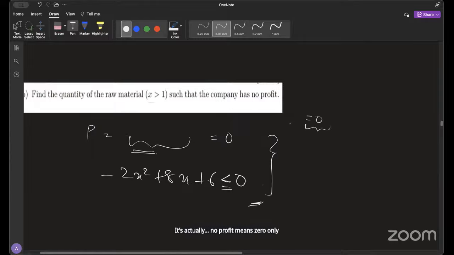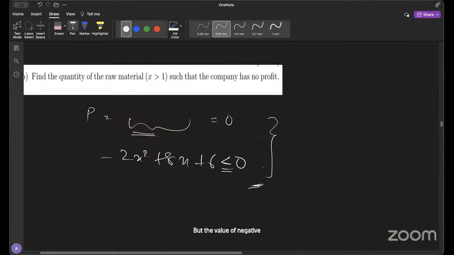In general, if you've not been asked the range and you've just been asked a number, then it should be one number only. So your profit is zero. No profit here means zero profit only. But the value of negative profit is also, ma'am, please. It is, but in this one, you're only being asked a number, not a range. If you solve this thing, you'll get a range, right? The answer then will be in range.